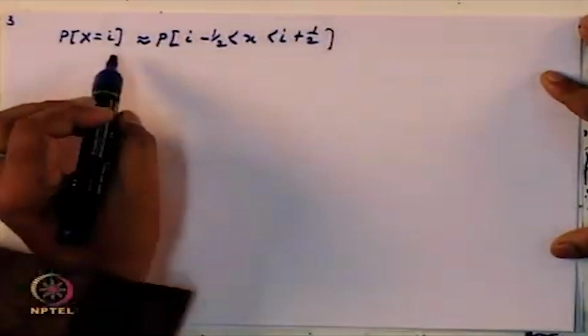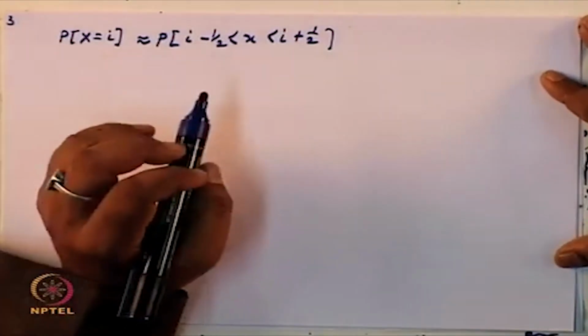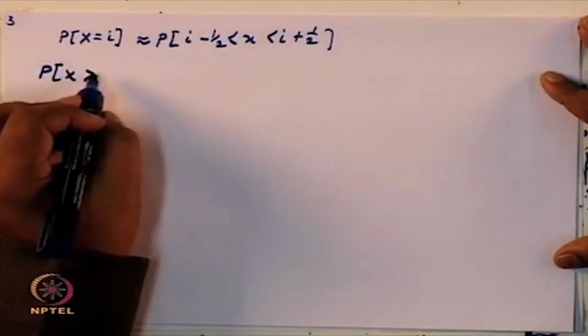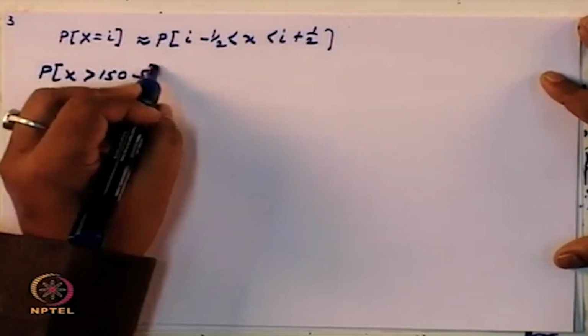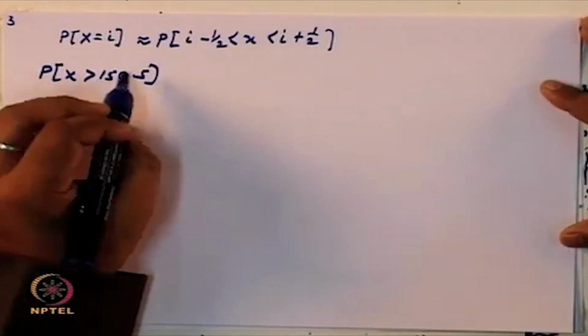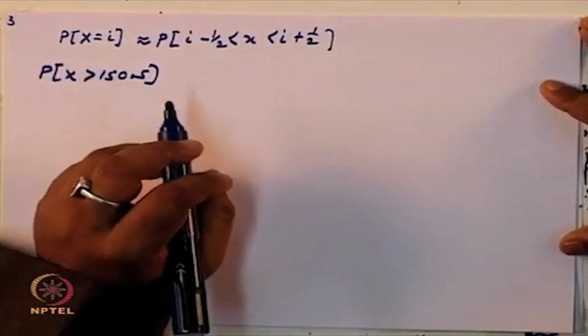Okay. So, this is an approximation from discrete to continuous. What we have to find out is the probability of x greater than 150.5. So, we need to calculate the probability that more than 150 join. So, 150.5 is a consequence of this continuous approximation.